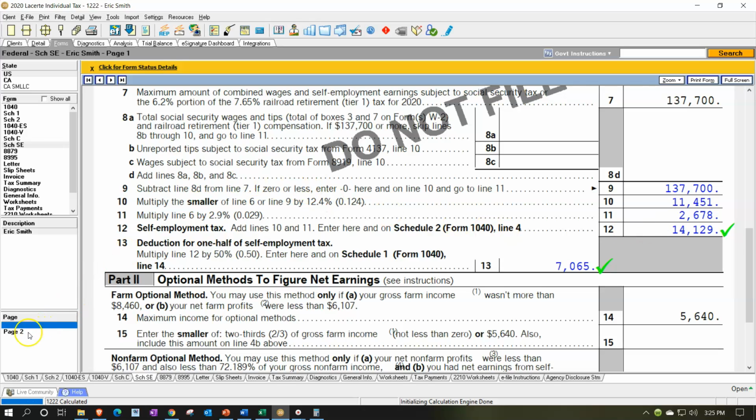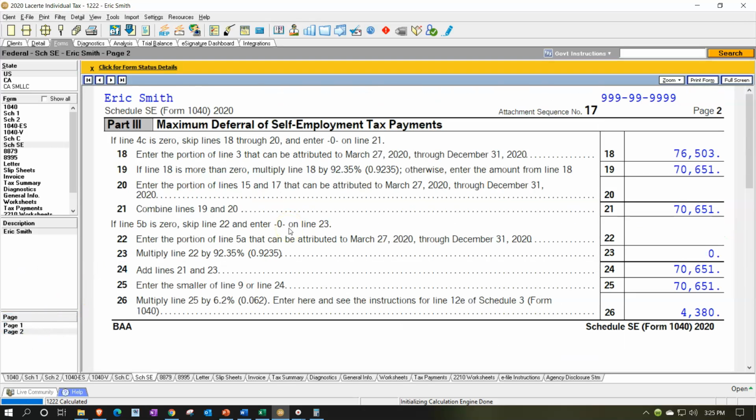If you then go to page 2, we have a calculation here which possibly could calculate a deferral. I might do some more research and get into this in a bit more detail, but you can see this is the maximum deferral of self-employment tax payments. And you can see we have this calculation down below, and what they're trying to do is allocate what might be eligible for a deferral, I believe due to the COVID-19 situation and deferral payments. So this possibly could be entered then in 12E on Schedule 3.